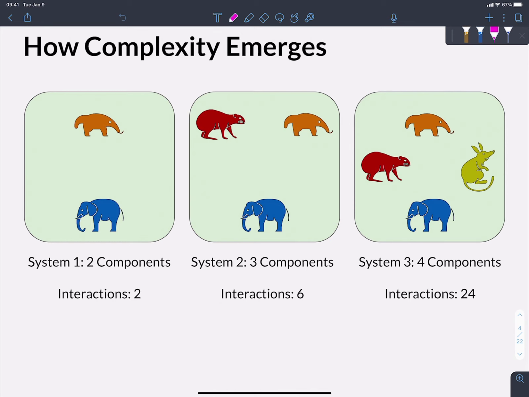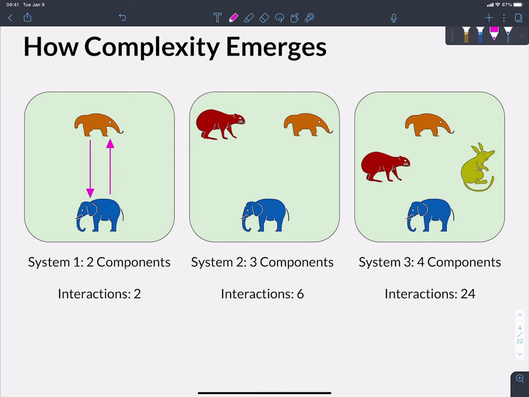If we look at these systems, we see that the number of interactions that we can have among the components does something kind of interesting as the number of components increases. Let's work through it starting with system 1. And let's be clear, this is a very simplified model for the purpose of this explanation. We're going to assume that interaction between component 1 and component 2, the anteater and the elephant, is different than the interaction between the elephant and the anteater. With that in mind, there are 2 different interactions in system 1.